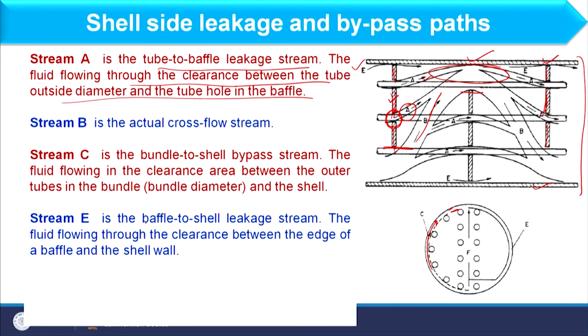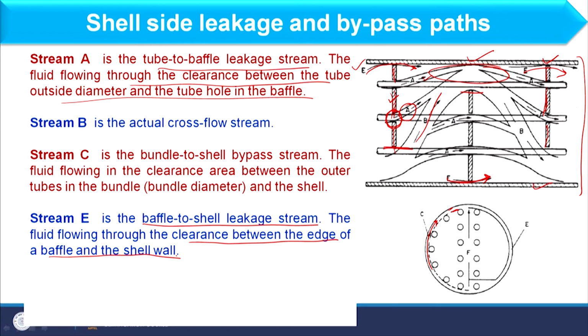Next, we have stream E. Stream E is basically the baffle to shell leakage stream, which is clearly shown over here, that you can see. Here I am having stream E and here I am having stream E. So, that is the gap between shell dia and baffle dia. So, the fluid flows through the clearance between the edges of the baffle and the shell wall.